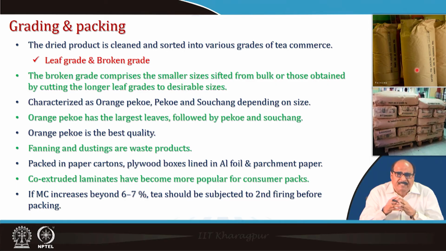Then finings and dustings are the waste products which are also there. These are all packed in paper, cartons, plywood boxes lined with aluminum foil and parchment paper. It is very important that the packaging material be fully water vapor impermeable. Co-extruded laminates have become more popular for consumer packs nowadays, and as per the regulation in India as well, if the moisture content goes beyond 6 to 7%, the tea should be subjected to second firing or second drying before packaging.